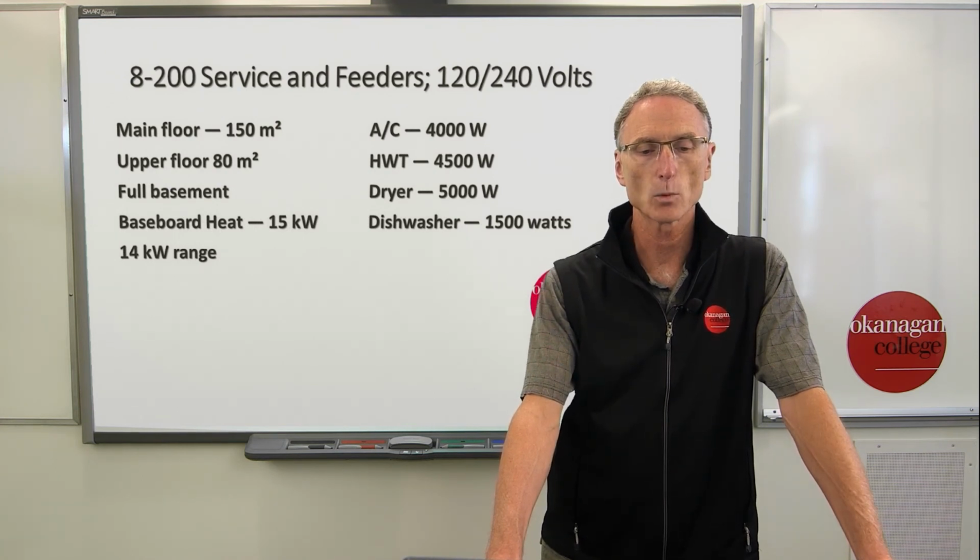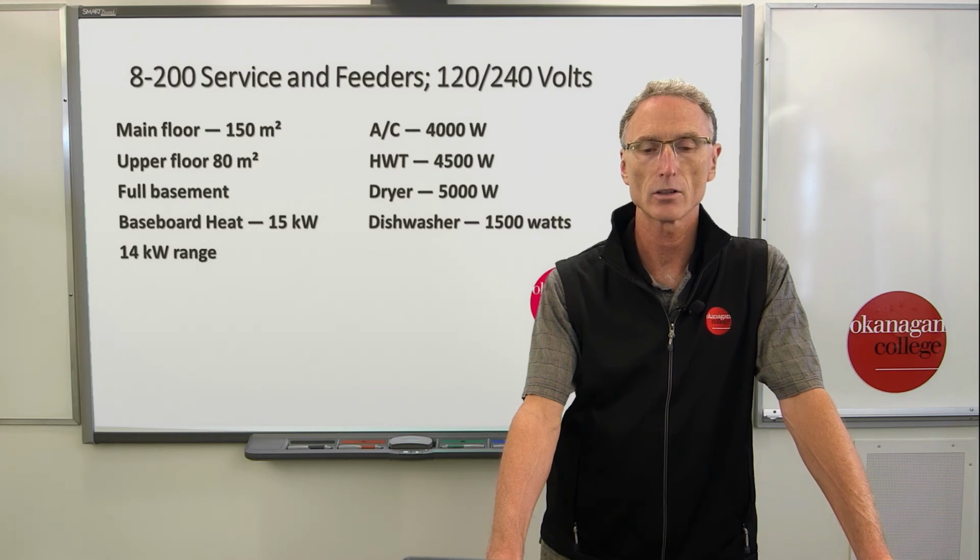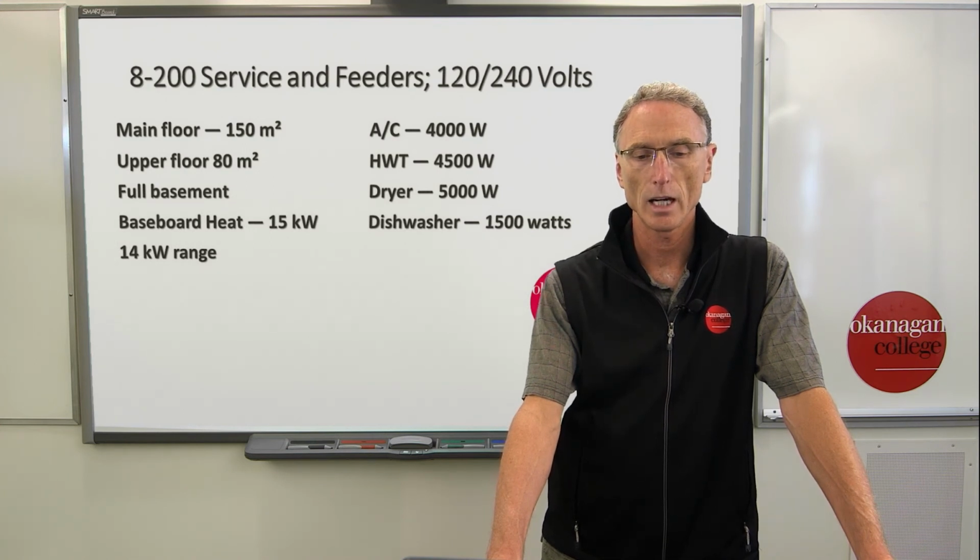We have a baseboard heating demand of 15 kilowatts, a 14 kilowatt electric range, and we have an AC air conditioning unit at 4,000 watts. We have a domestic hot water tank at 4,500 watts, and a clothes dryer at 5,000 watts. And we have a small dishwasher at 1,500 watts.